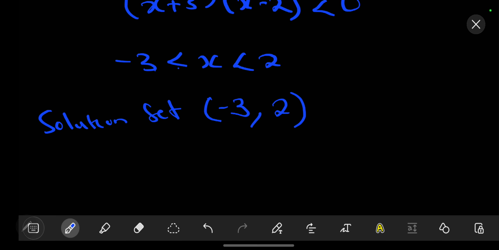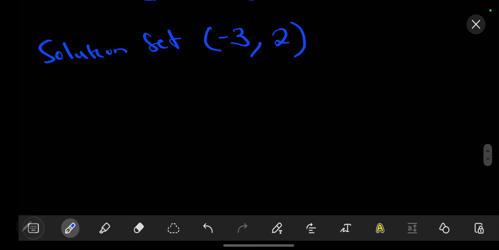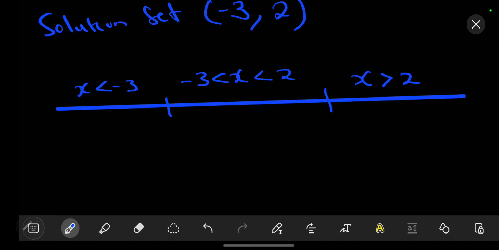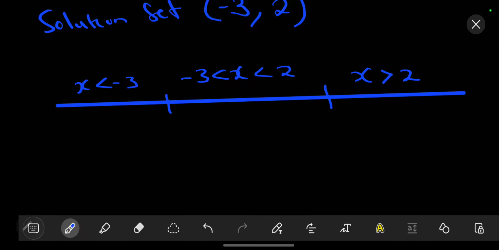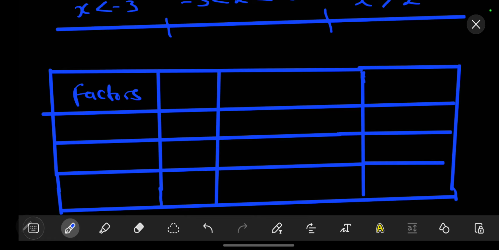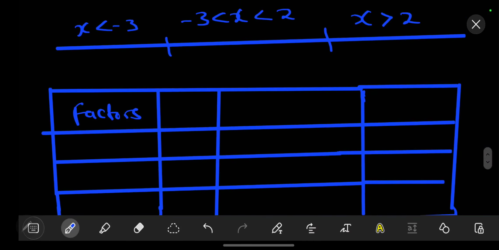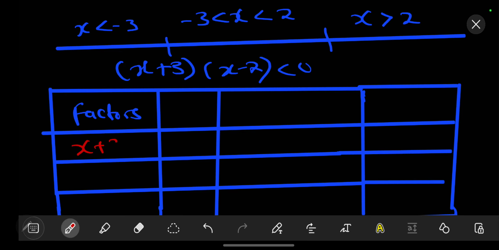Now let's very quickly use the table. Under the table, we have found our intervals. These are the same intervals we are going to use to come up with the table. Our factors of the equation are the ones we factorized as x + 3 and x - 2. So we put x + 3 here, and then x - 2.